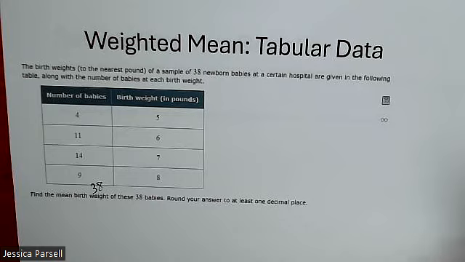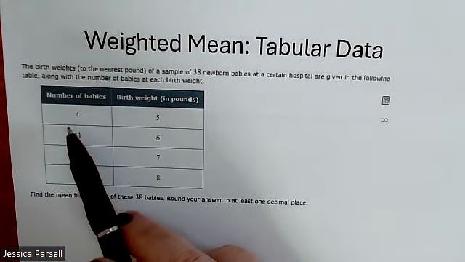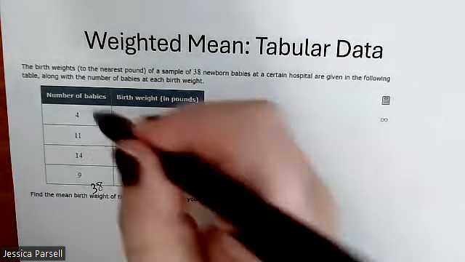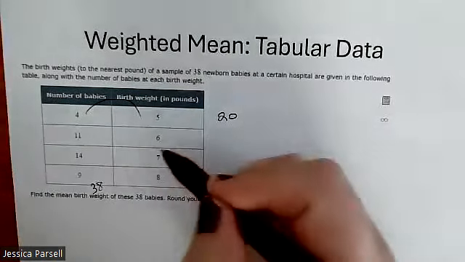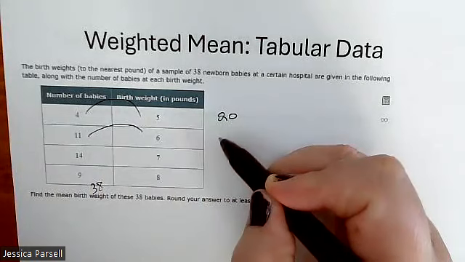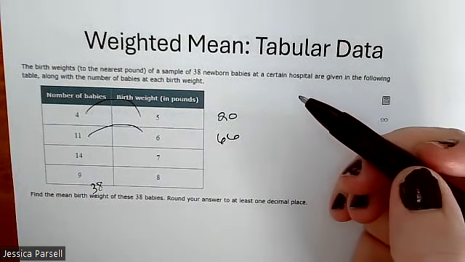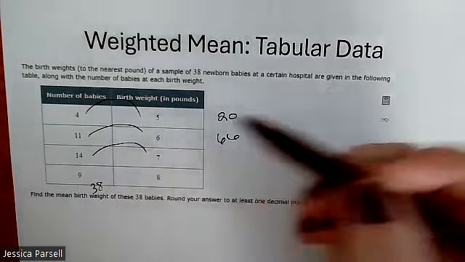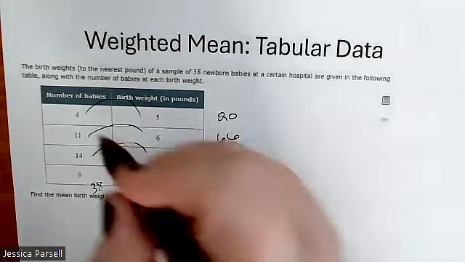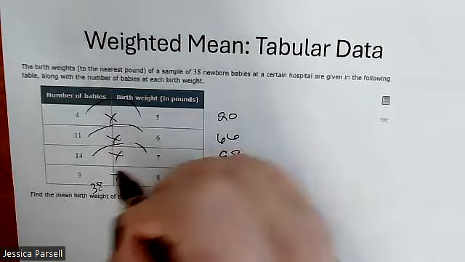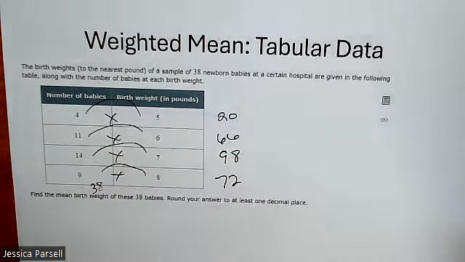Okay, so 4 babies clocked in at 5 pounds each. So you're going to multiply 4 times 5 and get 20. 11 babies weighed 6 pounds. 11 times 6 is 66. 14 babies weighed 7 pounds each. So that's when you multiply them, 98. I'm just going to put the sign of multiplication here. And 9 times 8 on planet Earth is usually 72.